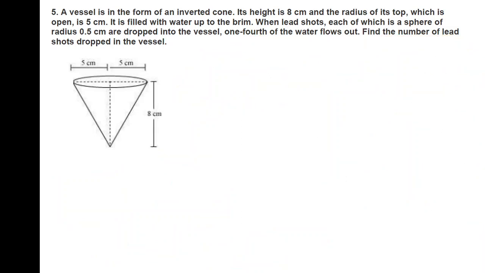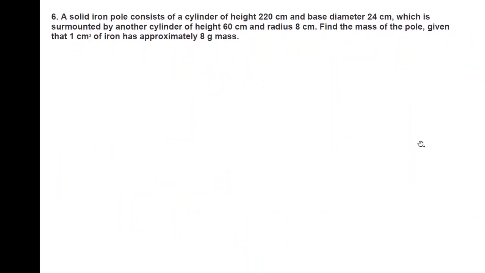Okay, now we'll move to the next one. Now question number 6. A solid iron pole consists of a cylinder of height 220 cm and base diameter 24 cm, which is surmounted by another cylinder of height 60 cm and radius 8 cm. Find the mass of the pole, given that 1 cm cube of iron has approximately 8 gram. Okay, we'll move to that later. First we will find the volume, then we will move to the mass section.